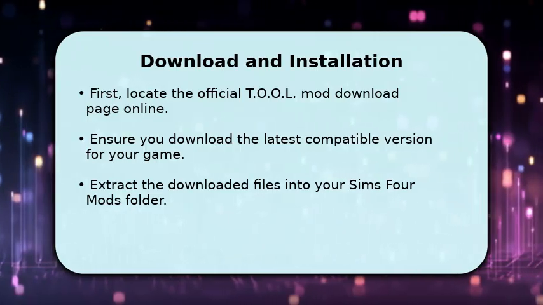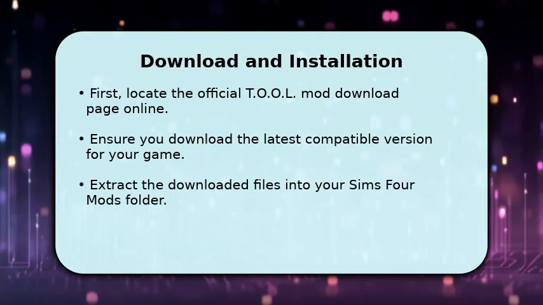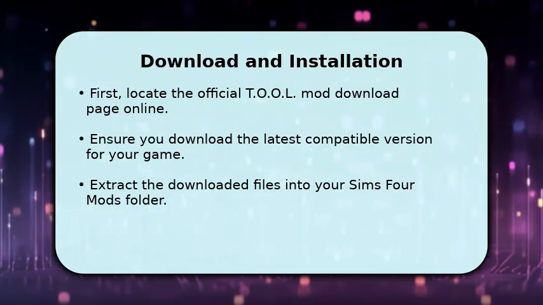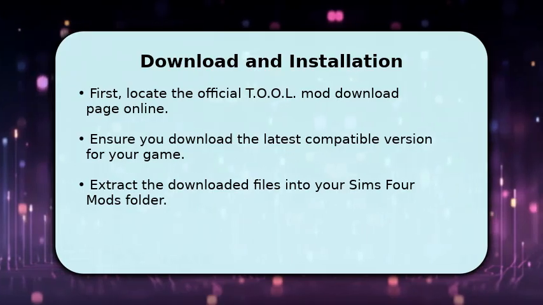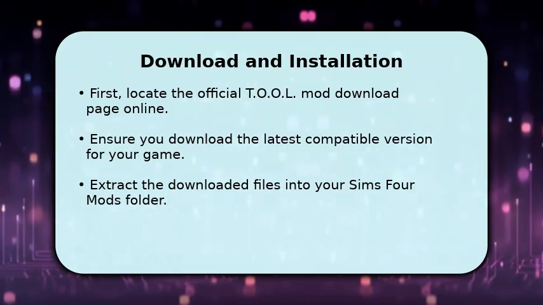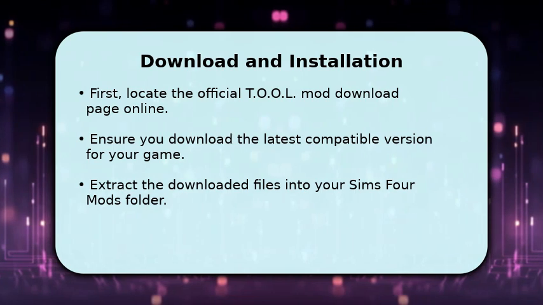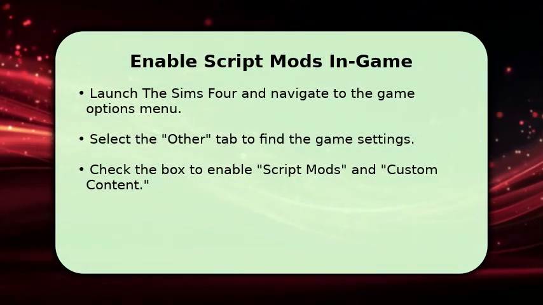You'll need to extract its contents, typically a package file and a script file, directly into your Sims 4 Mods folder. This folder is usually found within your Documents Electronic Arts The Sims 4 directory. After placing the files, launch The Sims 4.